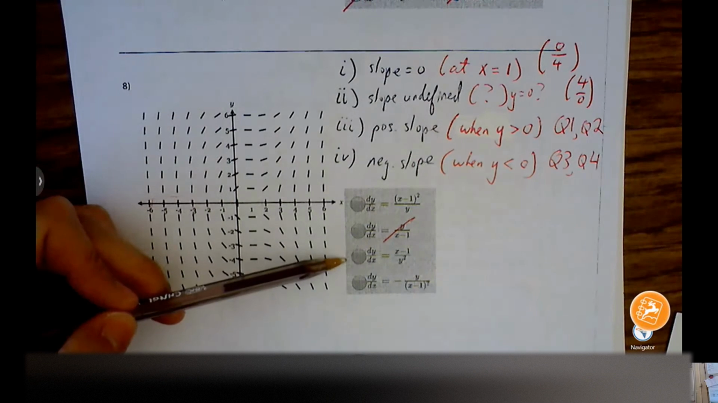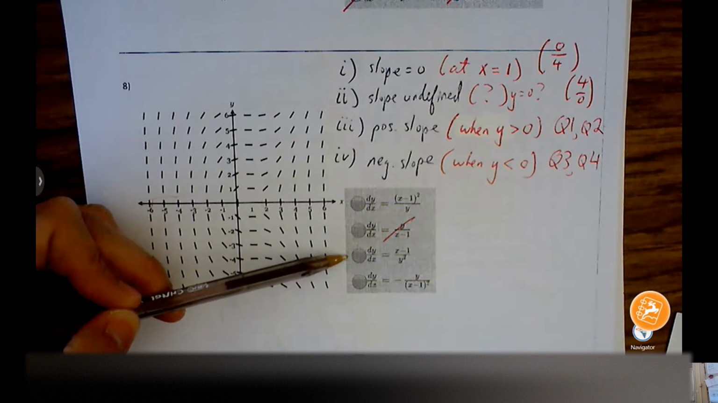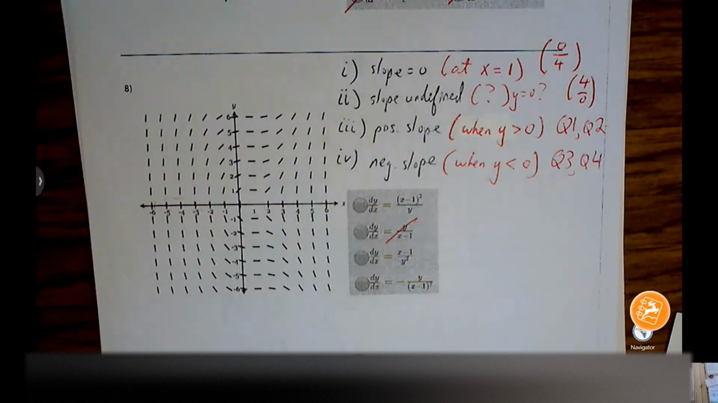Hey, how about the third one? X minus 1 over y squared. That one can be slope 0. Yeah, this one is still safe. So we'll leave that alone.